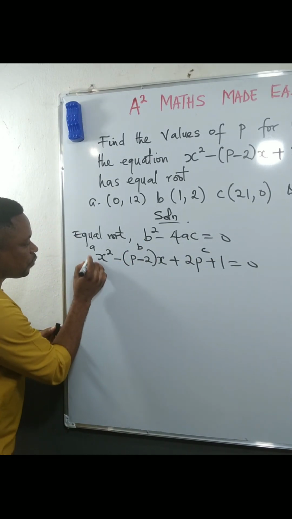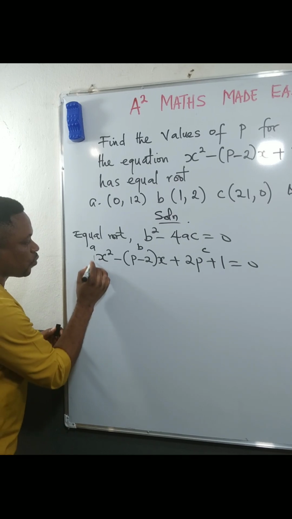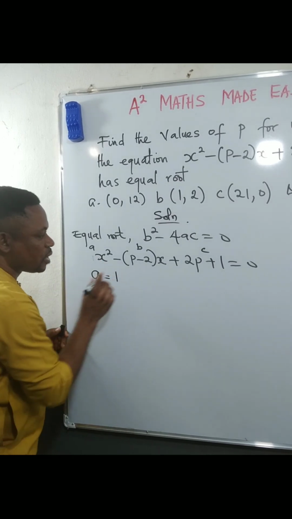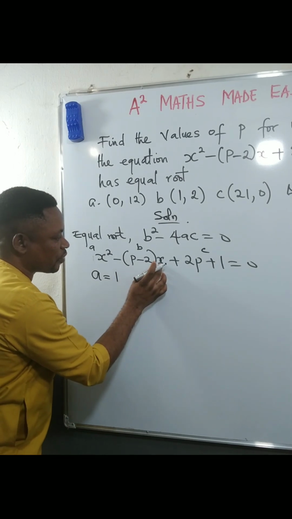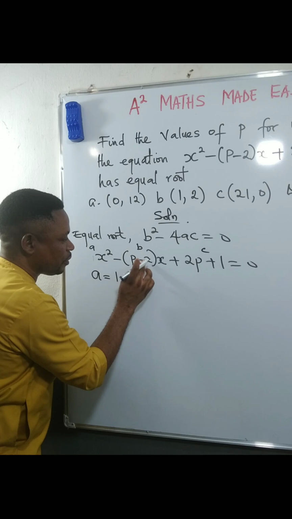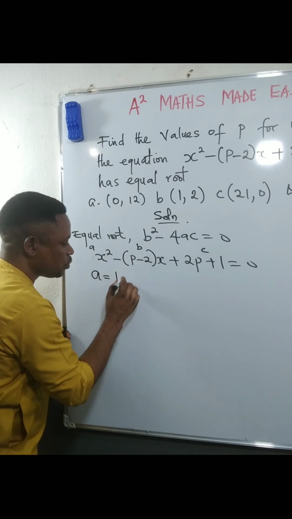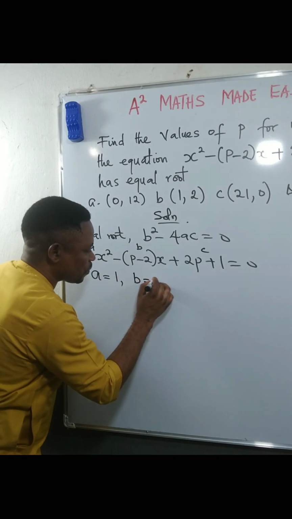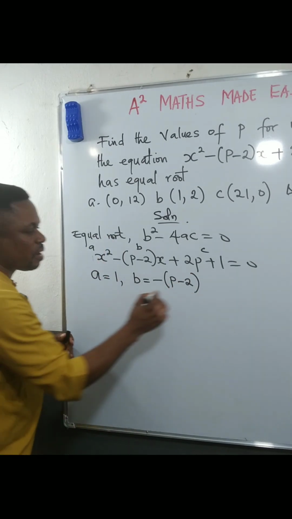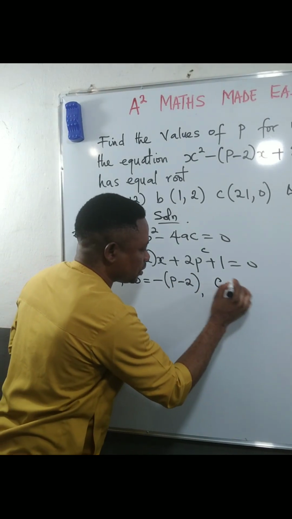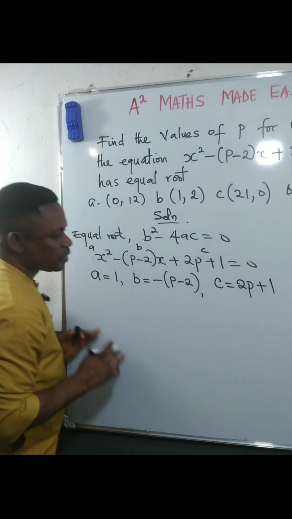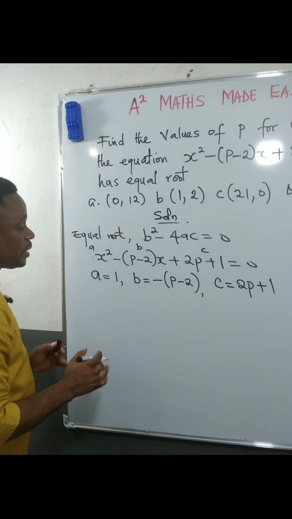Which means the coefficient of x squared here is 1, so it implies that the value of a is 1. Now we move again. The coefficient of x here is minus (p minus 2), so the value of b is minus (p minus 2). Are you with me now? Then finally the value c is the constant, and the constant is 2p plus 1. So this has been underlined already.